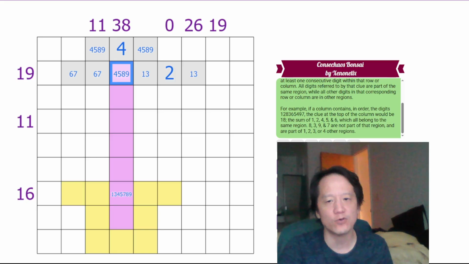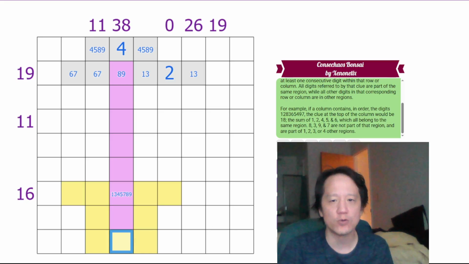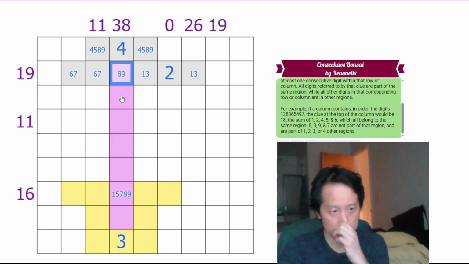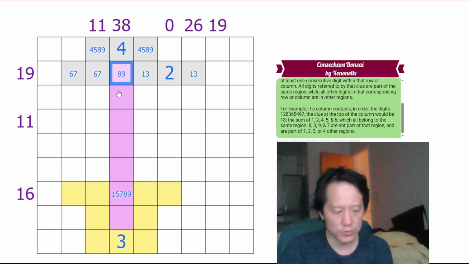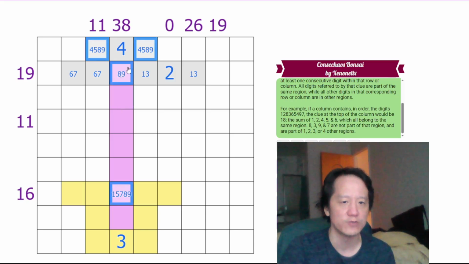This can't be 4 then. This can't be 5. This must be 4, which makes this a 3 to add up to 7, right? So this can't be 3 or 4. This is 8 or 9. The only place where 8 and 9 can be, 9 has to be consecutive with something here.